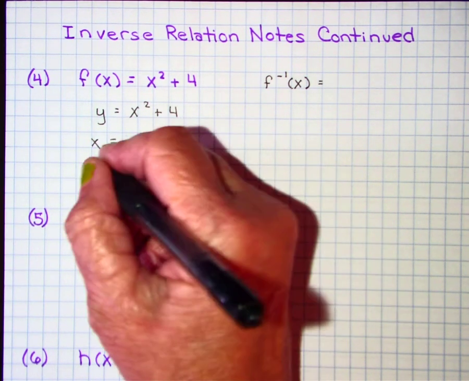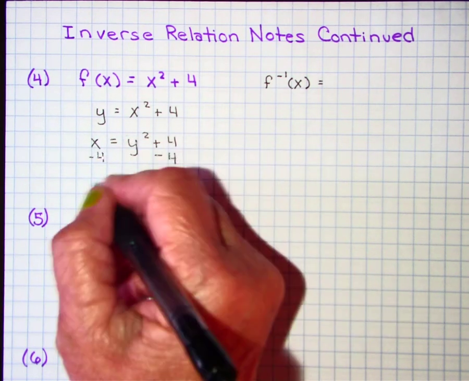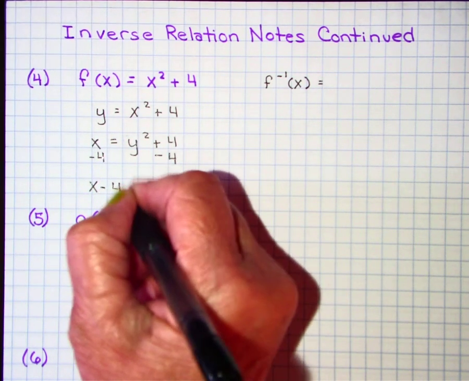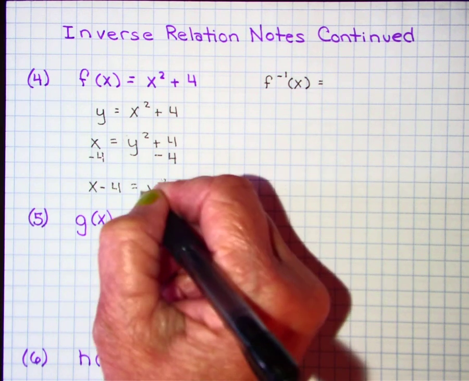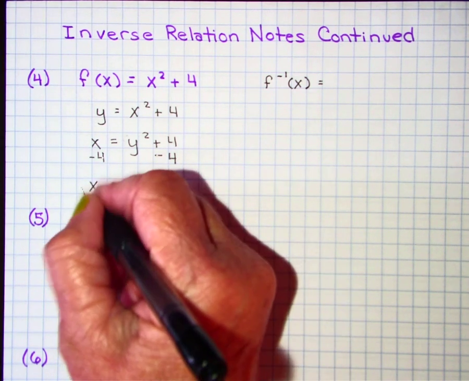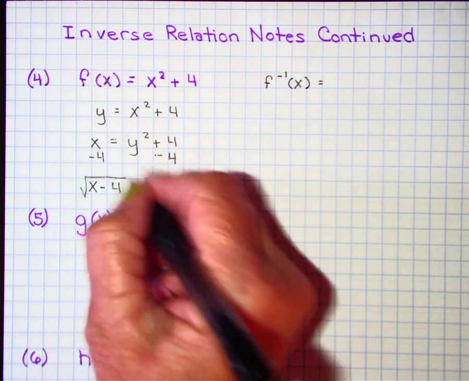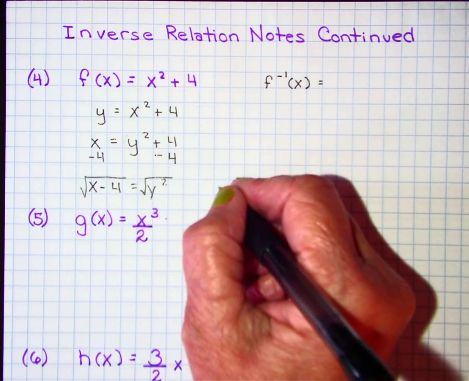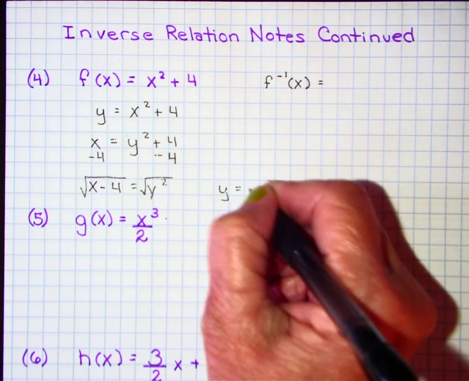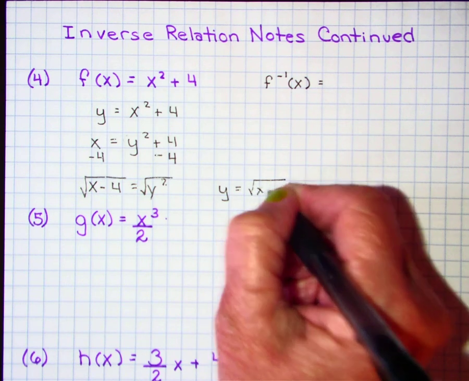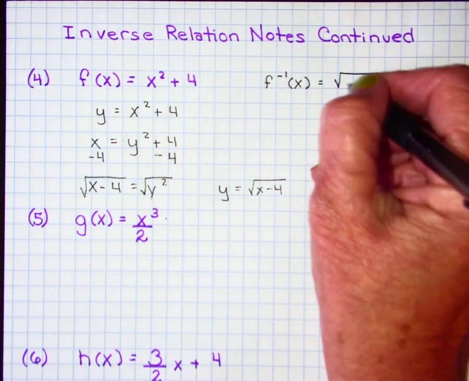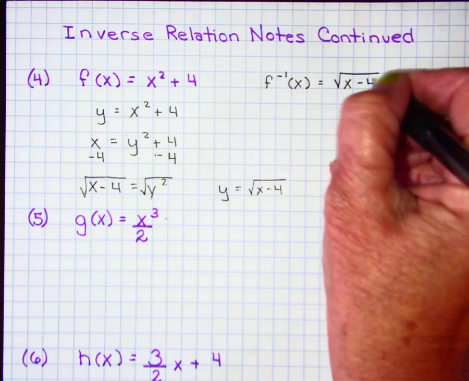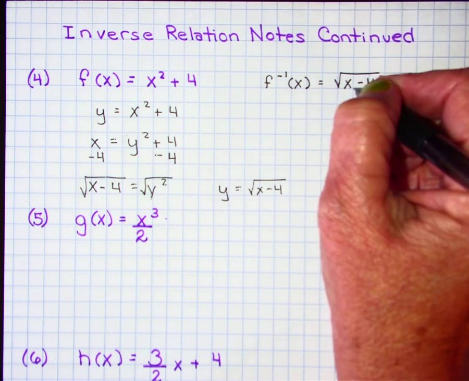So I'm going to subtract 4 first from both sides. And I'll get x minus 4 equals y squared. To get rid of the square, I take the square root of both sides, and it's got to be the entire side. So now I have y equals the square root of x minus 4. So my inverse is x minus 4 with everything under the square root sign.